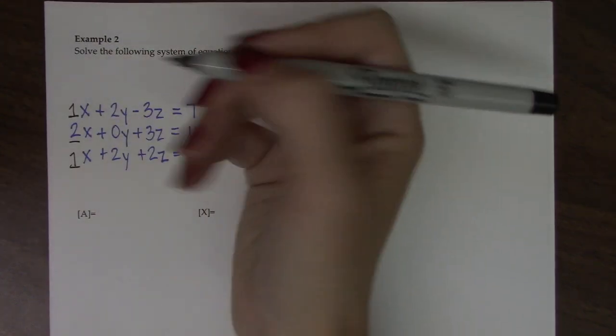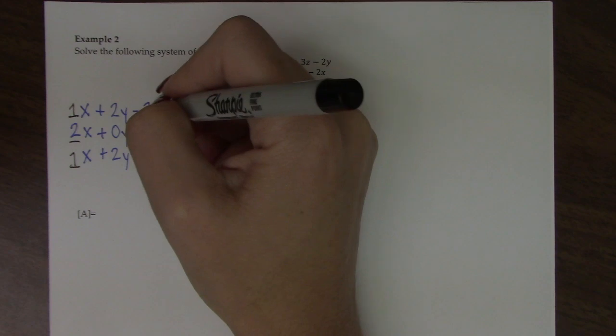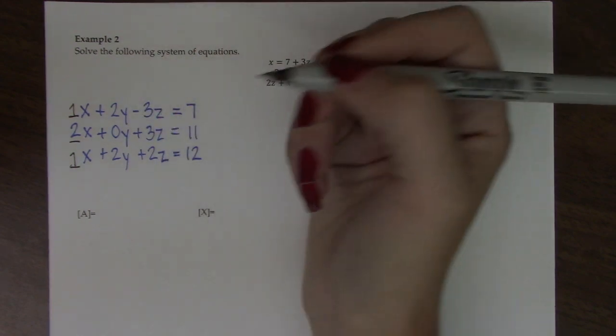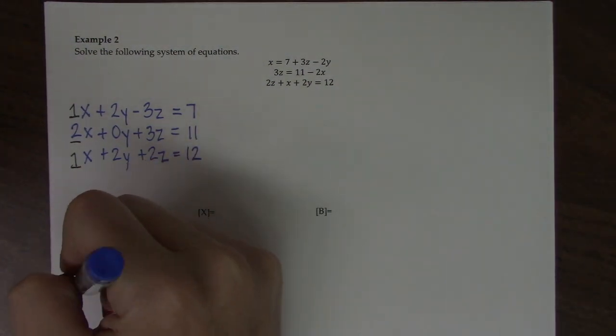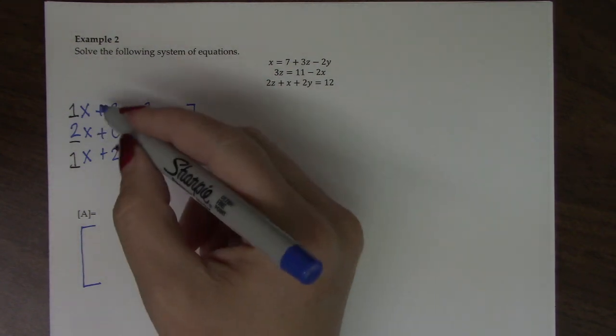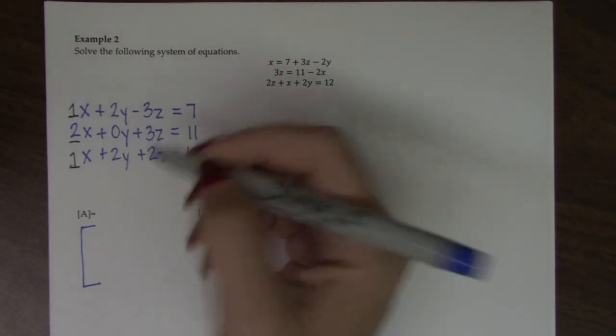So all of my coefficients: this is a 1, this is a 1, I have a 2 here, I have a 2, a 0, a 2, a -3, a 3, and a 2. So these are going to be the values that I put in my matrix A. Matrix A is going to be a 3 by 3, and now that I've rearranged them, I can just grab them in column form.